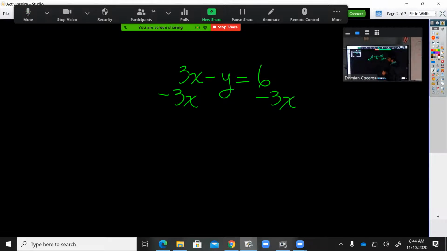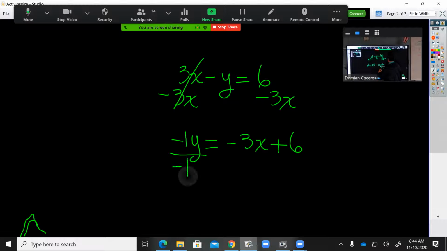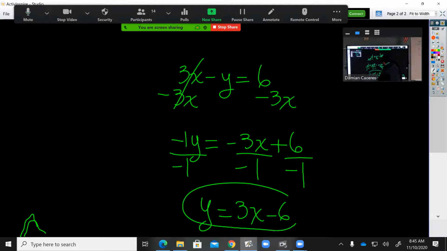Now, before we move on, I have to show you a couple things. Let me remind you how to get the y by itself. So to get the y by itself, first you need to remove the term with the x on it by adding or subtracting. That leaves you with negative y equals negative 3x plus 6. Now, there's a negative 1 coefficient, so we're not done yet. You have to divide all 3 terms by the coefficient. And that'll give us our final equation. Y equals positive 3x minus 6.